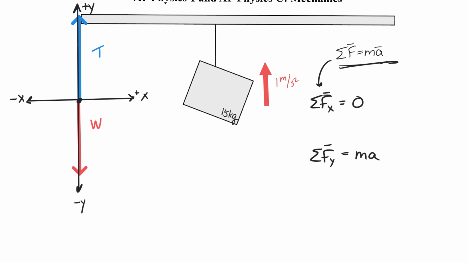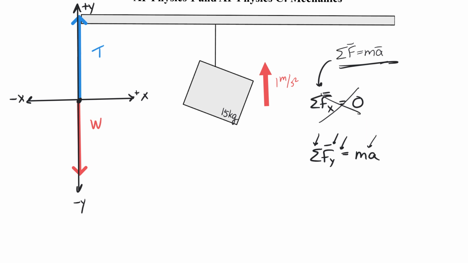Now remember, this is a set of instructions. Add up all the forces in the x direction and set them equal to 0. That's what this says. Are there any forces in the x direction? No, so I can kind of leave that out. Add up all the forces in the y direction and set them equal to ma.